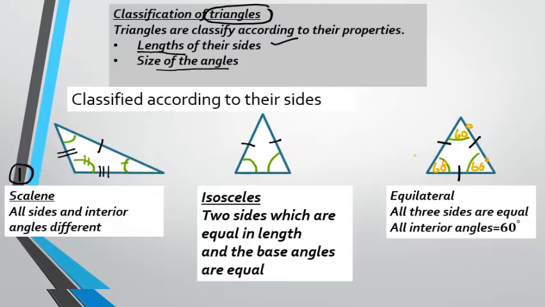So the first group that we are looking at is the triangles classified by the lengths. The scalene triangle, all three sides different lengths. Isosceles triangle, two sides the same. An equilateral triangle, all three sides the same.